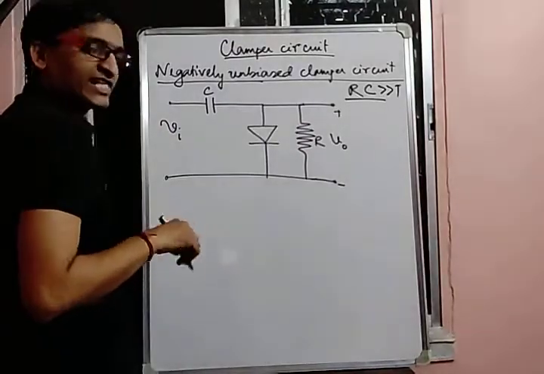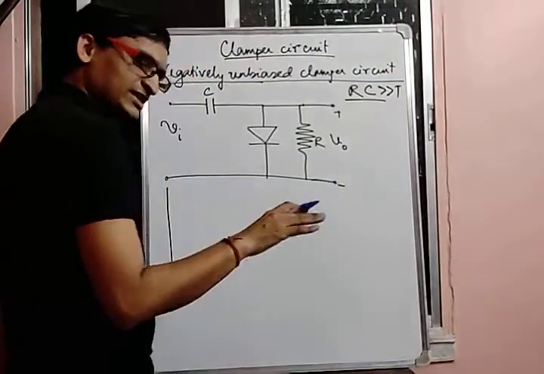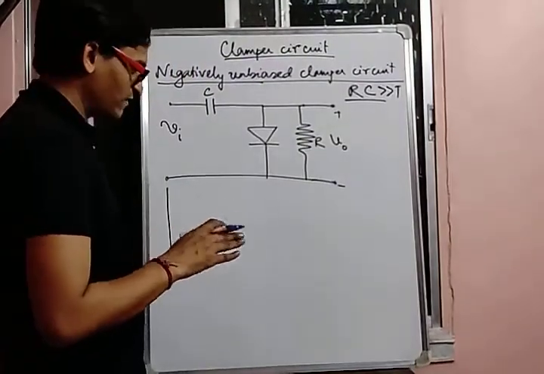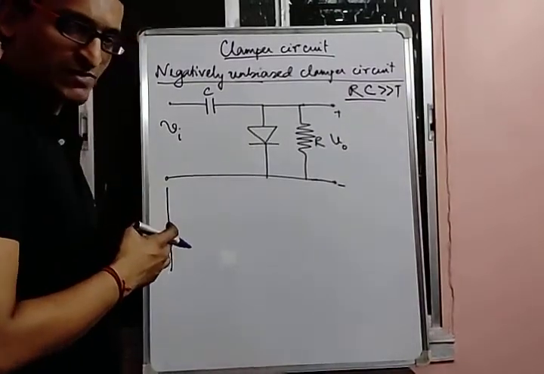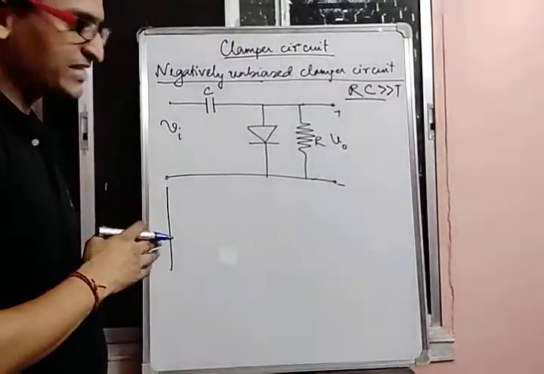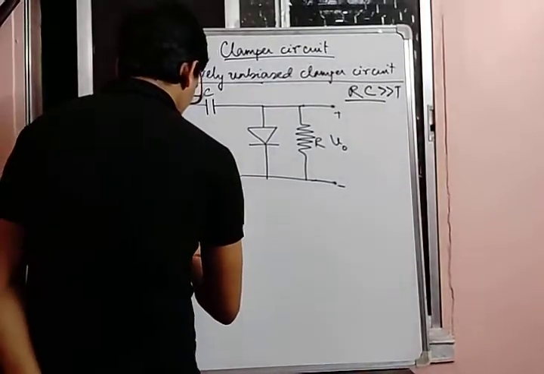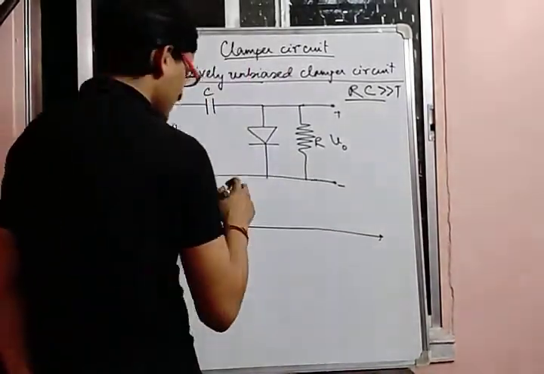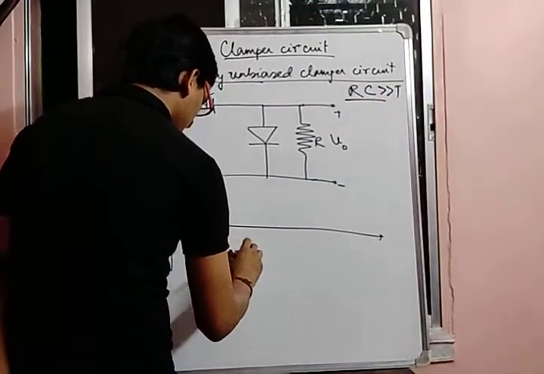Let us consider a rectangular waveform. In the subsequent discussion we will just be considering a rectangular waveform, but we can consider a sinusoidal waveform as well, just as we have considered in the case of the positively unbiased clamper circuit. Mainly we will be concentrating on this rectangular waveform.